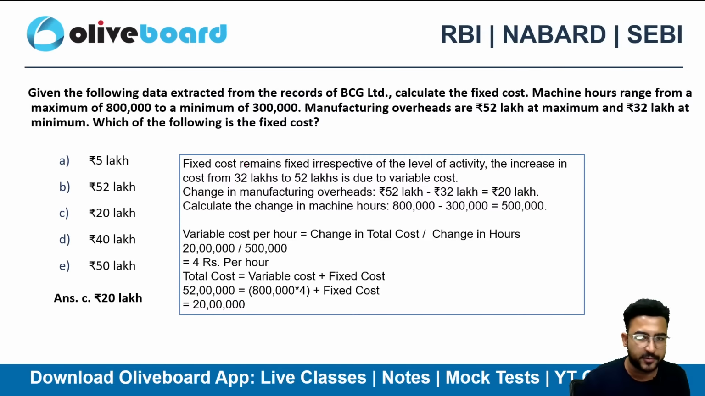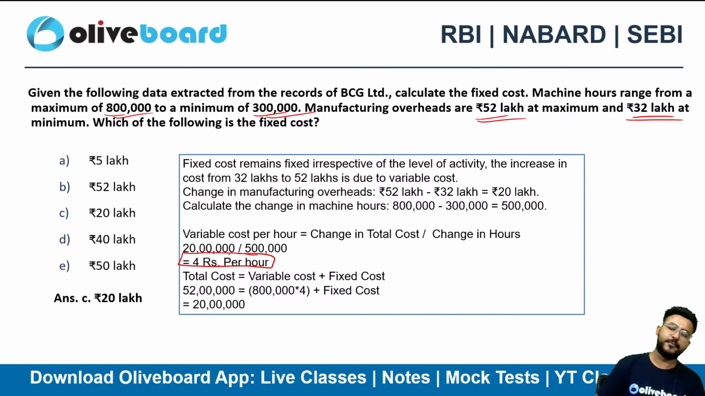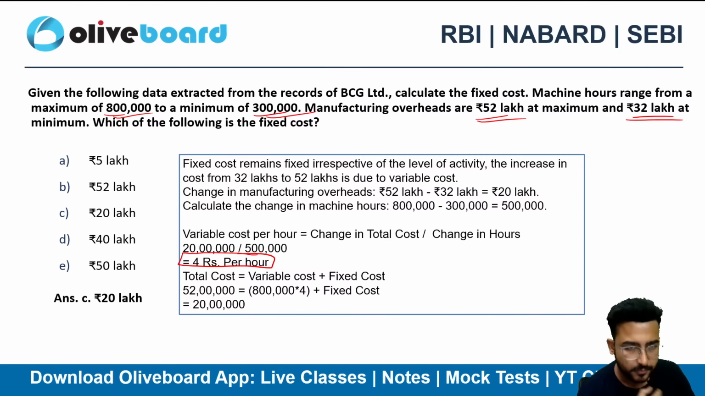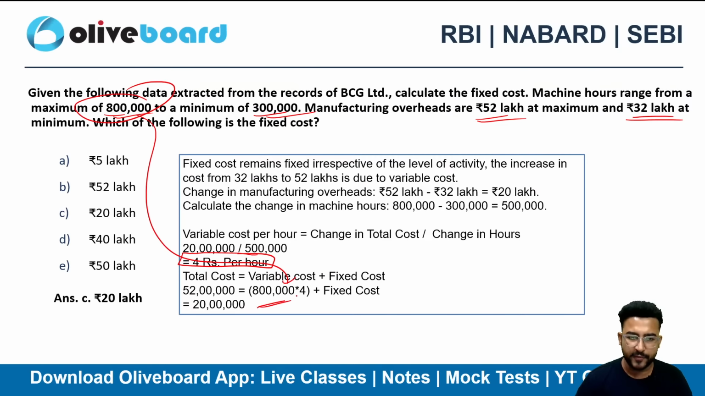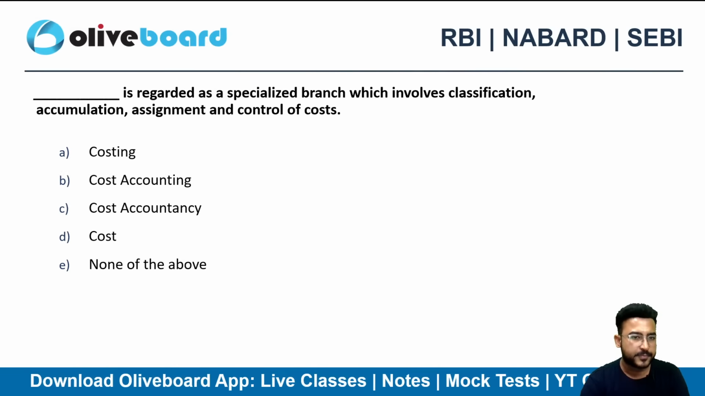So variable cost here will be 52 lakh minus 32 lakh divided by 8 lakh minus 3 lakh. So the variable cost will be 4 per hour, right? Then how do we calculate the fixed cost? Just take any one of them. Say, for example, 8 lakh is the level of activity multiplied by 4 per hour. This is my variable cost. And what is the total cost at 8 lakh? 52 lakh. So 52 lakh minus my variable cost will be my fixed cost. Only a very simple one.